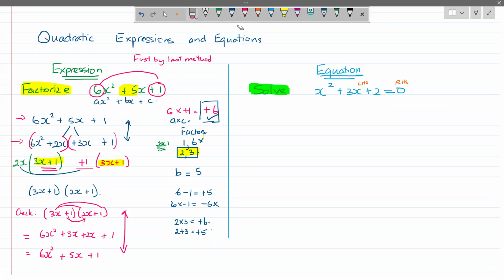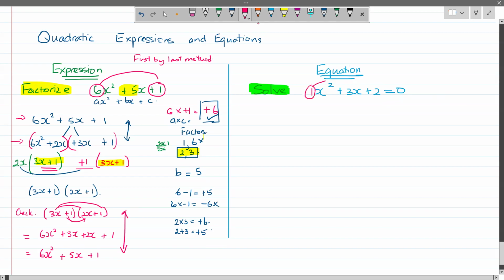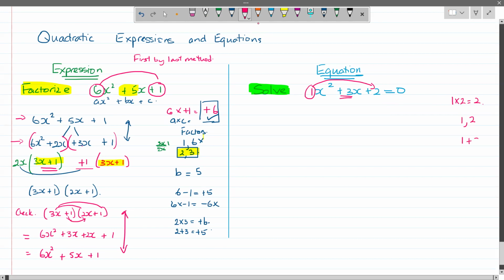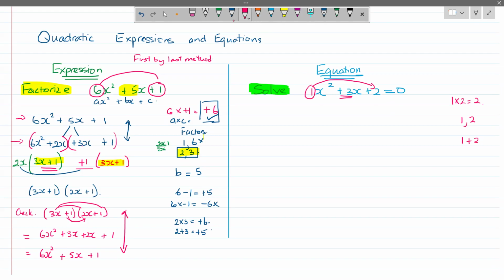Now, as I mentioned before, the method is the same. So I will use the same first by last method. In this case here, this is a 1 in front of this x squared. So 1 by 2 will give me 2. And factors of 2 are 1 and 2. And we could easily see if we want this middle term to be 3, then we're looking at 1 plus 2. So I'm going to split this middle term into 1x and 2x. And put back our 2, put back our equal sign, put back our x squared. And we're back to factorizing by groups again.